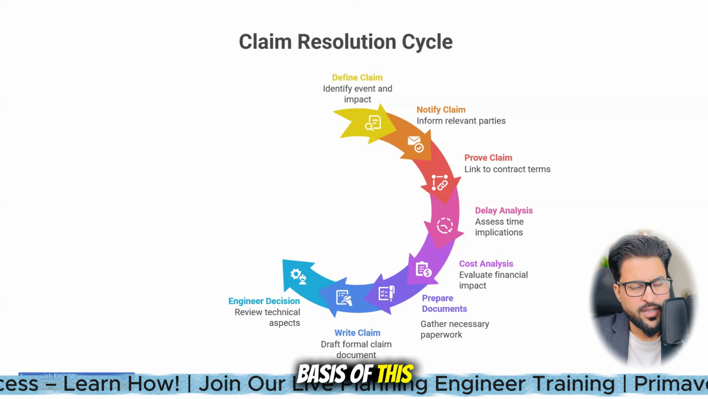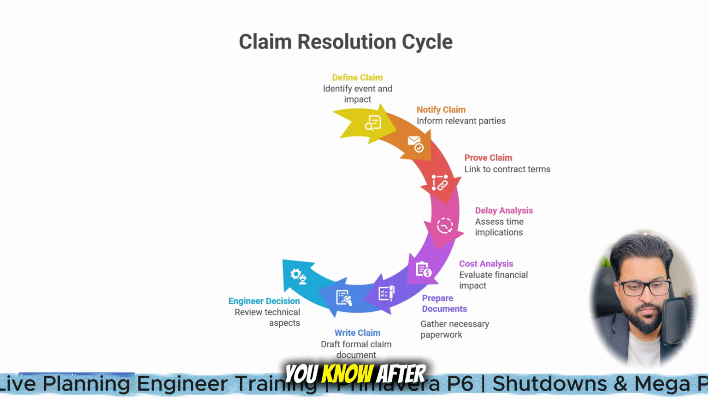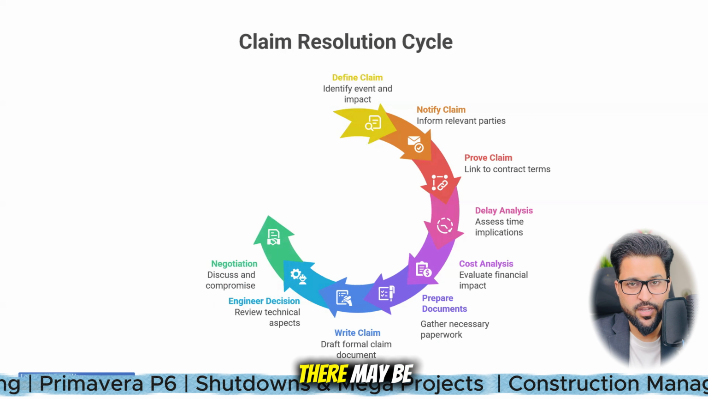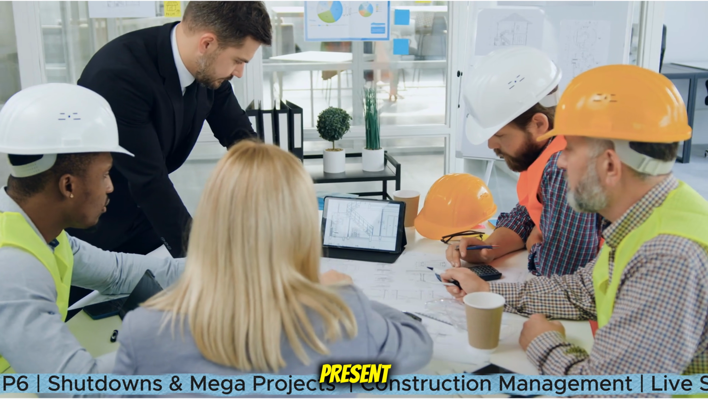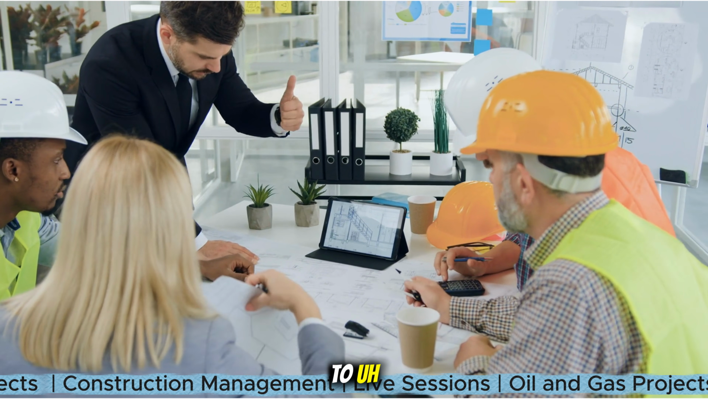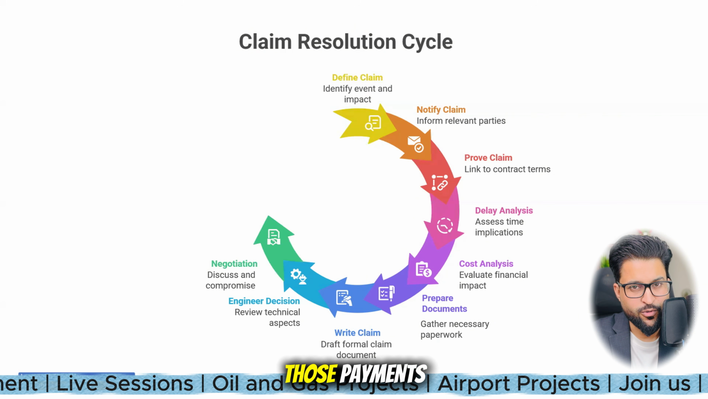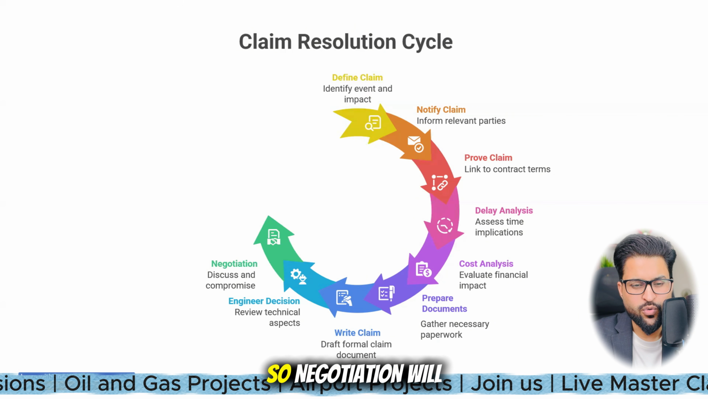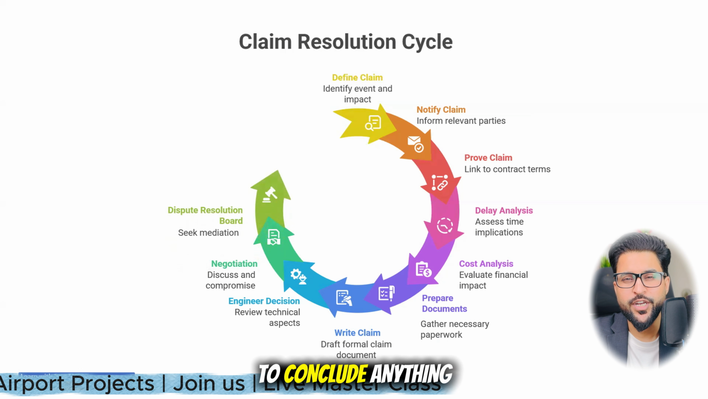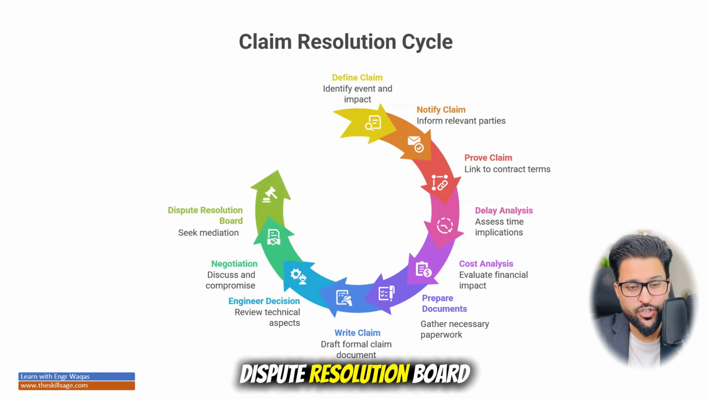So on the basis of the decision issued by the engineer, after the technical aspects and all that, there may be some negotiations, and a couple of meetings in which the contractor presents the specific case from his point of view, and the client presents his own, trying to save face and avoid those payments, the EOT and all that, right? So negotiation will be happening. But if negotiation does not conclude anything, the next stage is the DRB, the dispute resolution board.